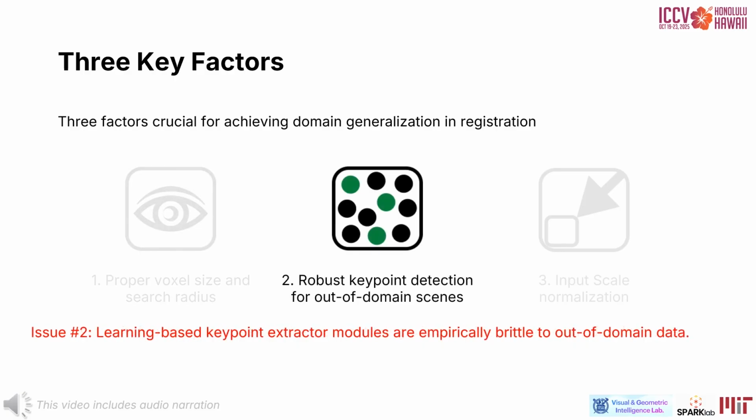Second, learning-based keypoint detectors are often brittle when faced with new domains. A keypoint network that works well on its training data may pick unstable or non-repeatable points in unseen scenes, undermining the registration accuracy on out-of-domain data.